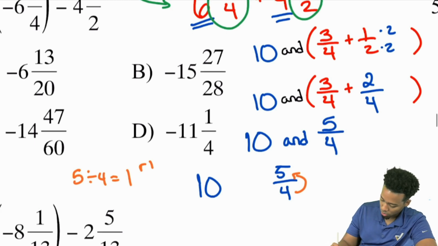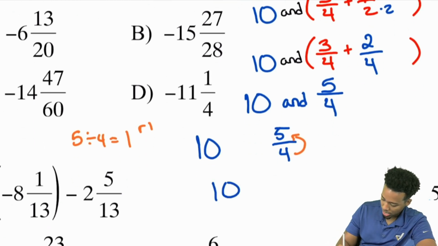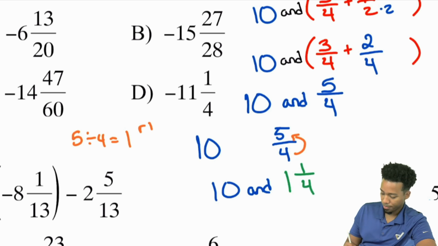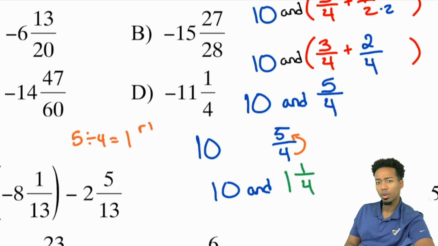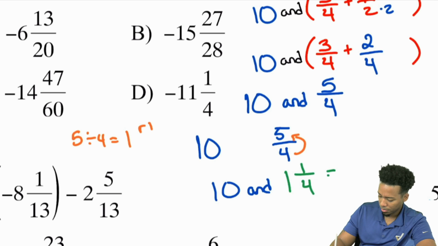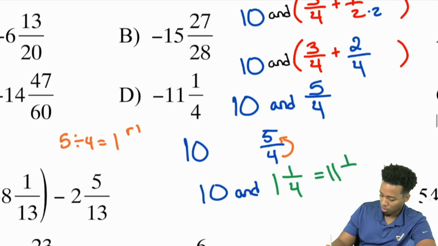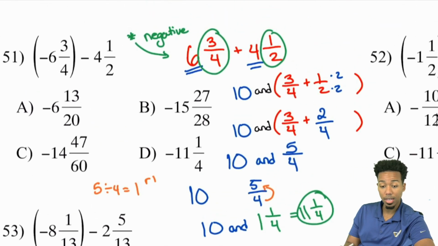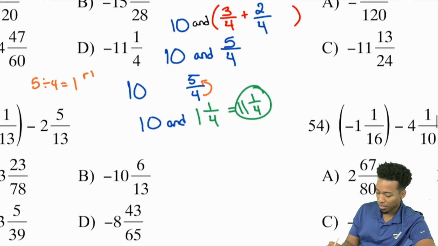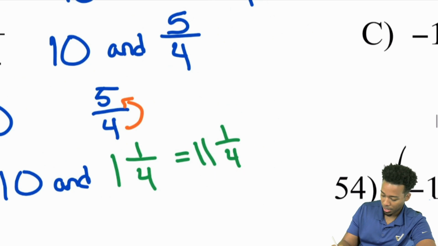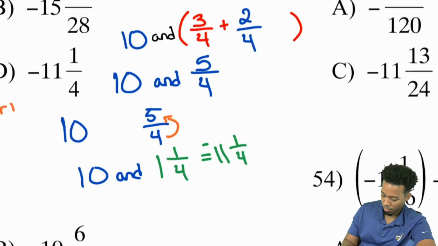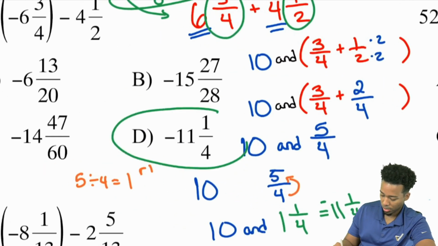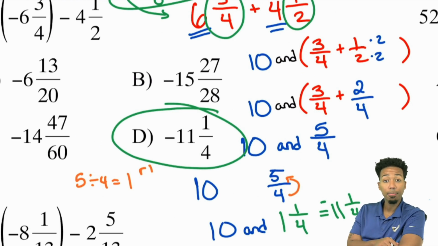So this turns into, over here, 10 and over here, 1 and 1/4. So 10 and 1 and 1/4, well, 10 and 1 makes 11. And then you still have the 1/4. Boom. And remember earlier what we just said? We said, hey, keep that thing negative. So this is going to be negative 11 and 1/4. And we look at the answer right there. Booyah. I know that was a lot, right?